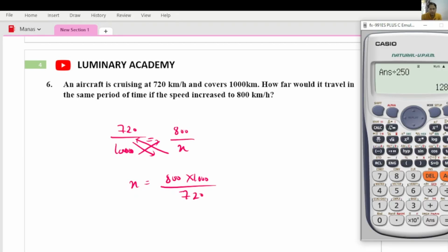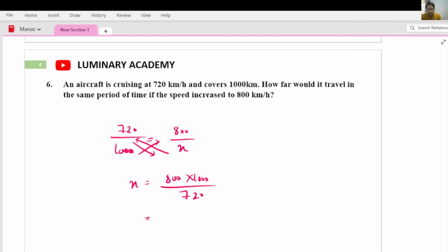So this we are done. I will be using a calculator. So 800 into 1000, and then this is divided by 720. So how far would he travel in the same period of time? He would have traveled 1111.1 recurring kilometers with the increased speed, in the same period of time. So this is how we need to solve the questions.